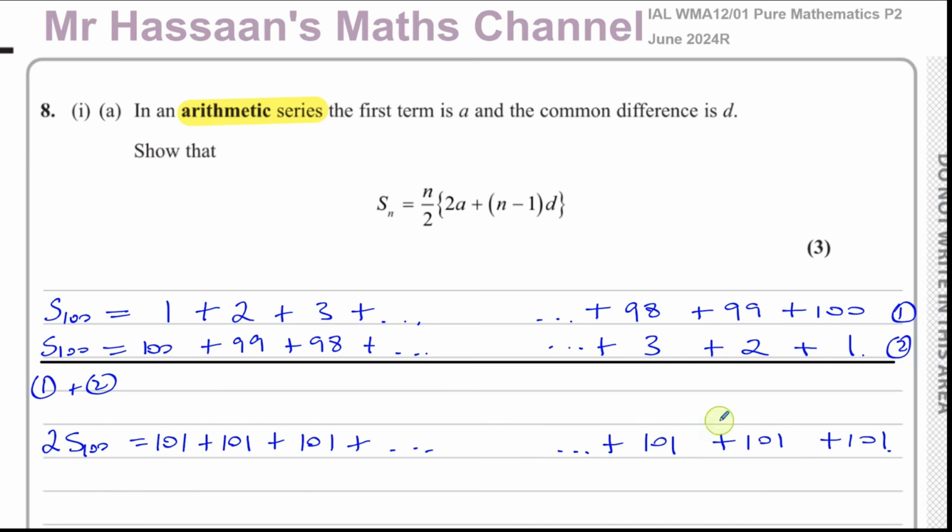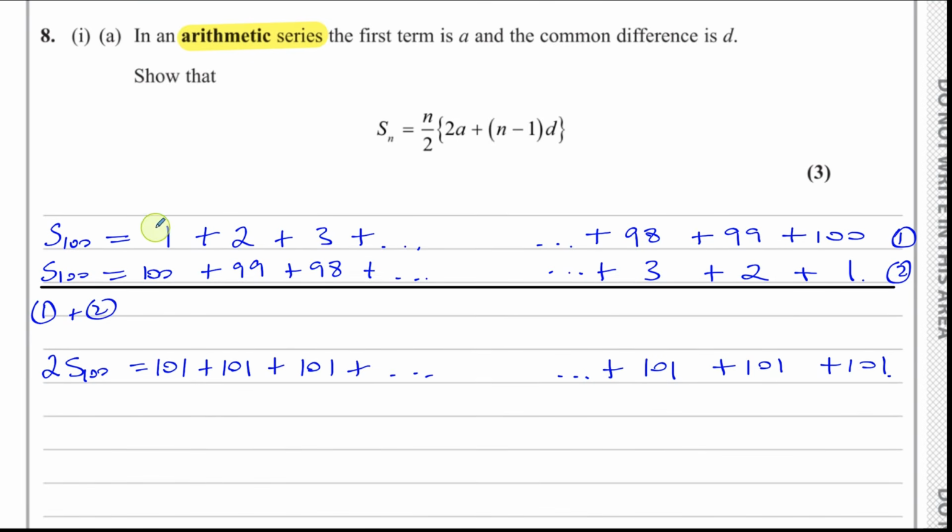So that's a very important little finding, because if we think about it, we have 100 numbers that we're going to add together. I want to add 101 plus 101 plus 101, 100 times, which means 100 times 101. So 2 times the sum of the first 100 numbers is 100 times 101.